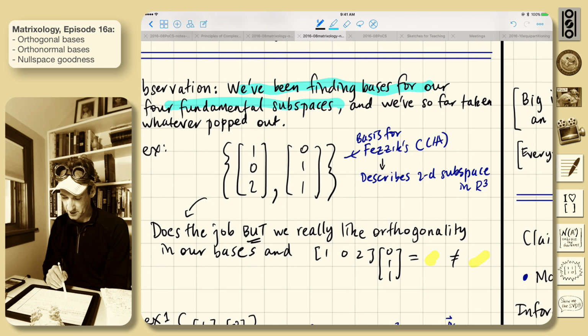Sad face. So let's think about, all right, that's just an example. There's something not ideal about it. So let's just move on to some other examples here.